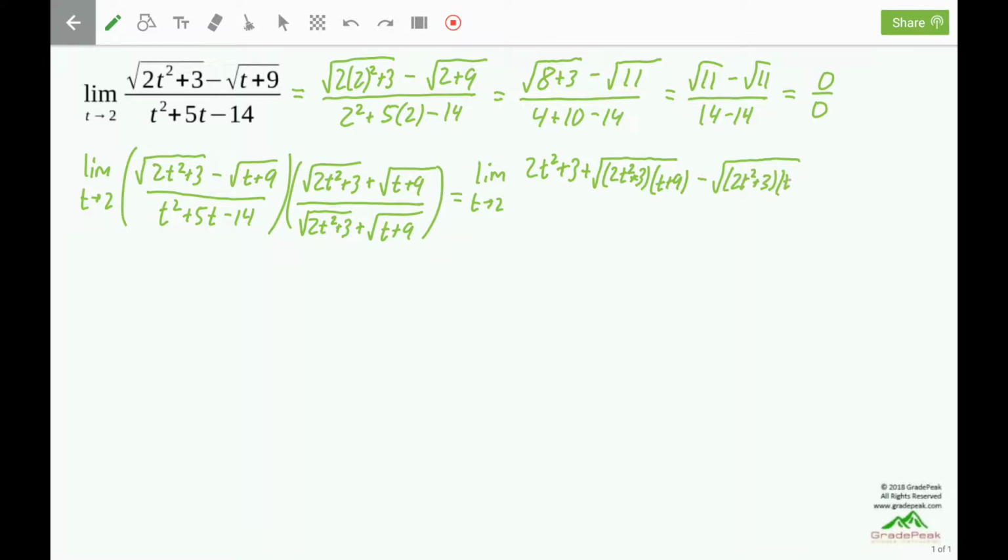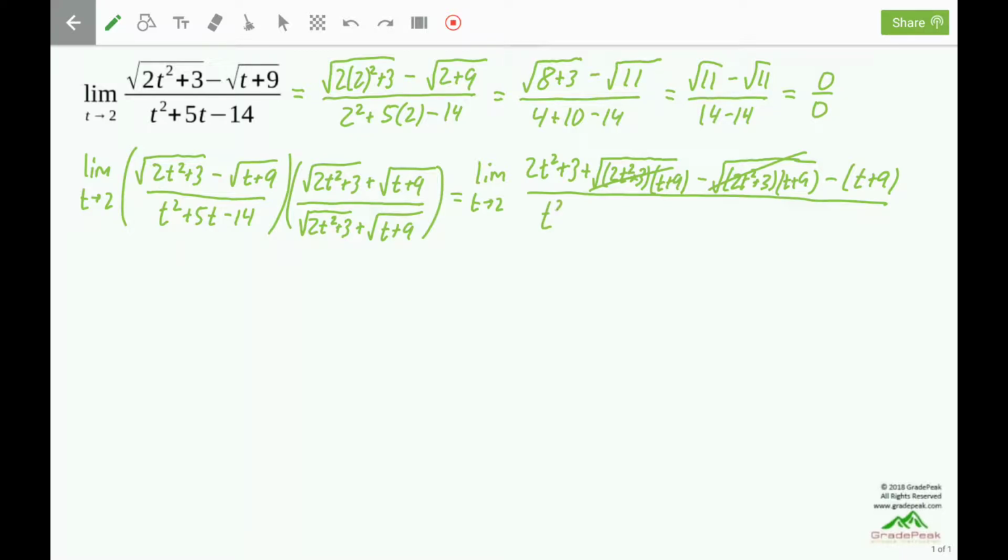Inside, the negative root of t plus 9 times the root of 2t squared plus 3 will give us a negative root of 2t squared plus 3 times t plus 9. And then the last, negative root of t plus 9 times the positive root of t plus 9 will be a negative of t plus 9. Now when you FOIL out conjugates, the outside and inside terms will be opposite sign, equal value, and will always cancel with each other. The big thing to be careful with is this here. I keep this in parentheses, and that negative sign will distribute into both of those.